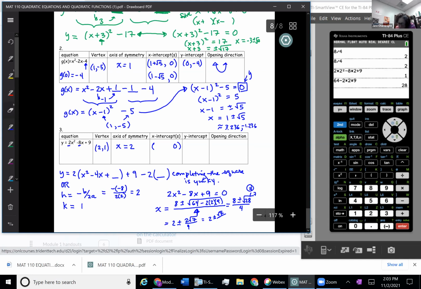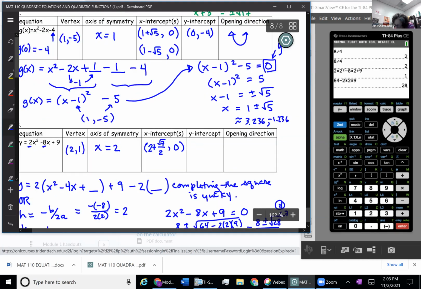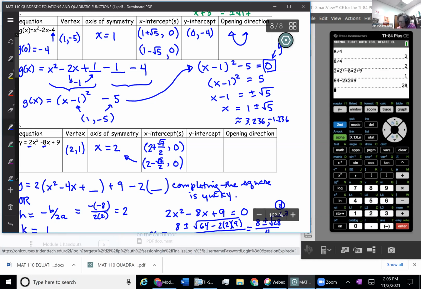Move that little 2 over a little bit. Would be fine. So 2 plus √7 over 2, comma 0, and 2 minus √7 over 2. You can see those are in fact symmetric around that axis of symmetry. √7 over 2 is kind of added and subtracted to and from 2.